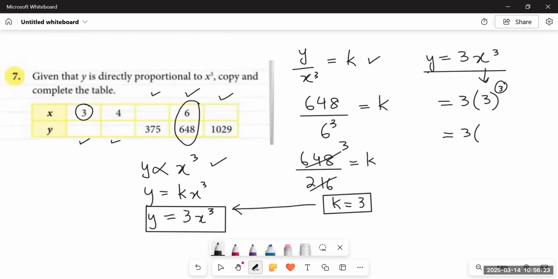Then we will multiply 27 with 3. So the answer would be 81. y would be 81 if x is equal to 3.